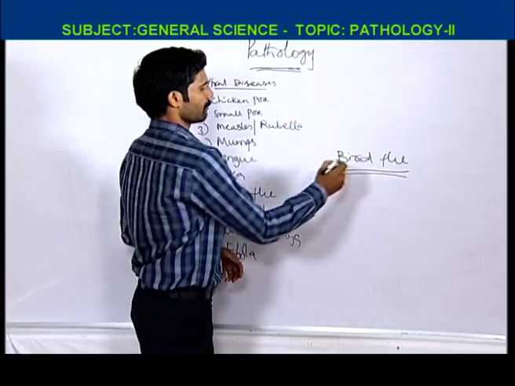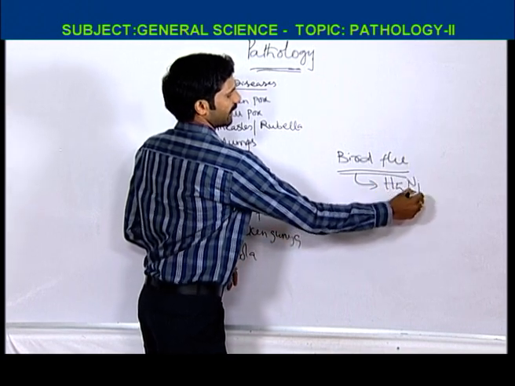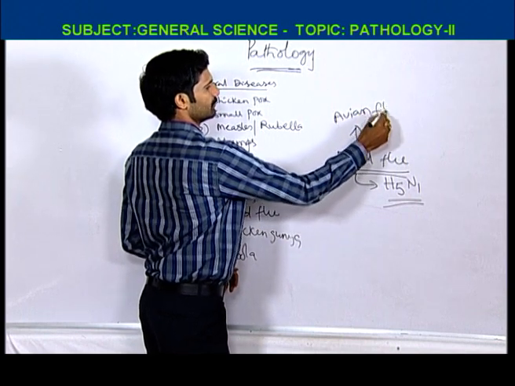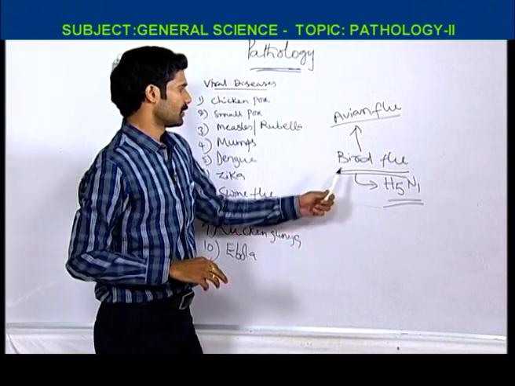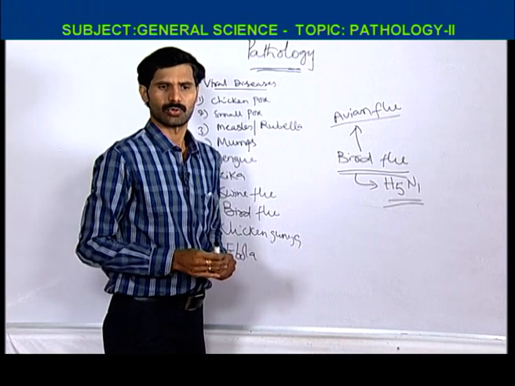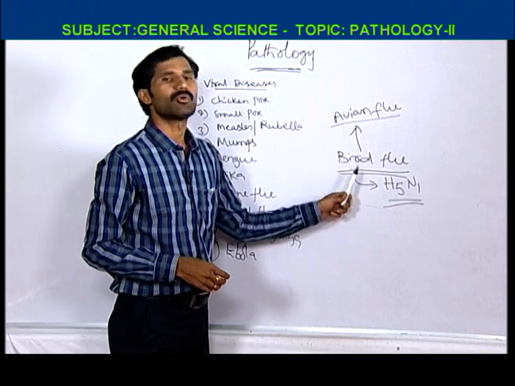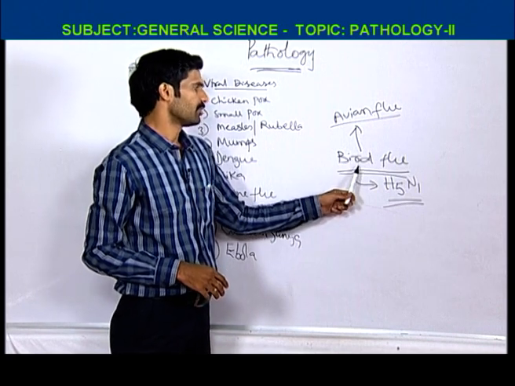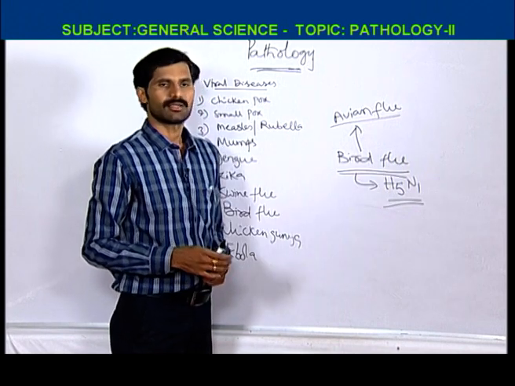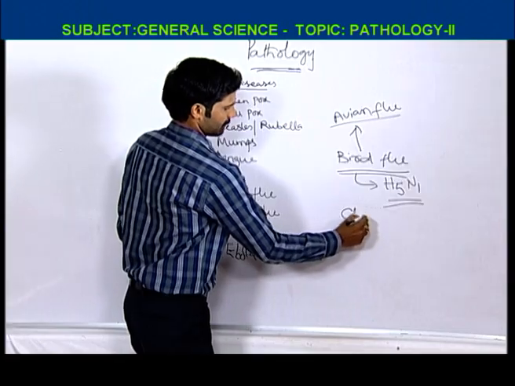Next viral disease, bird flu, caused by a virus, H5N1. Bird flu is also called avian flu. It is a pandemic or epidemic disease that can spread throughout the world or country within a short period of time. Flu means the influenza category, and it can affect the poultry farm or poultry industry. Chikungunya.